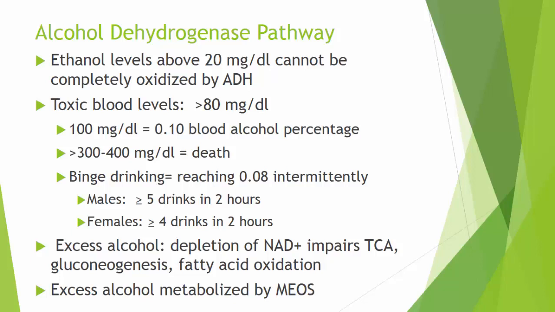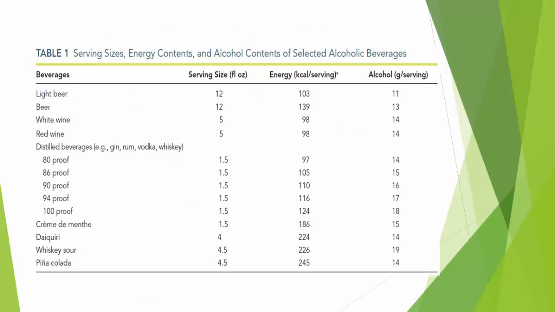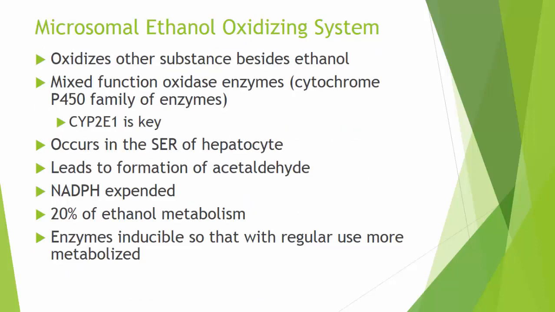Now, once the alcohol dehydrogenase pathway has been exhausted, then excess alcohol can be metabolized by the microsomal ethanol oxidizing system, or MEOS. The MEOS can oxidize other substances besides ethanol. That's why if one is routinely consuming ethanol and occupying the MEOS system, then drugs can rise to higher levels and you can have more side effects, and toxic substances are not detoxified and they can have toxic effects.